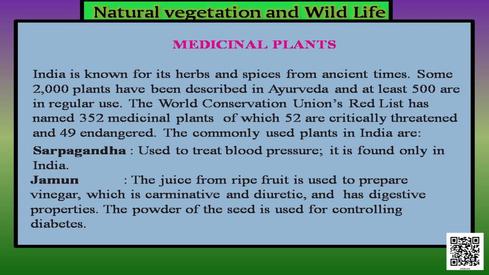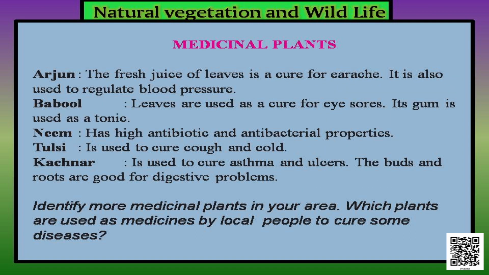Jamun, the juice from the ripe fruit, is used to prepare vinegar and at the same time it has digestive properties. The powder of this seed is used for controlling diabetes. Arjun, another important medicinal plant, its fresh juice of leaves is a cure for earache. It is also used to regulate blood pressure.